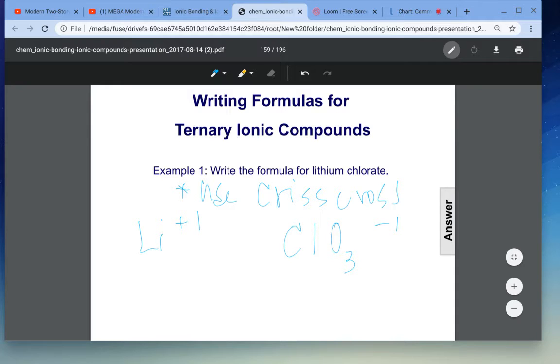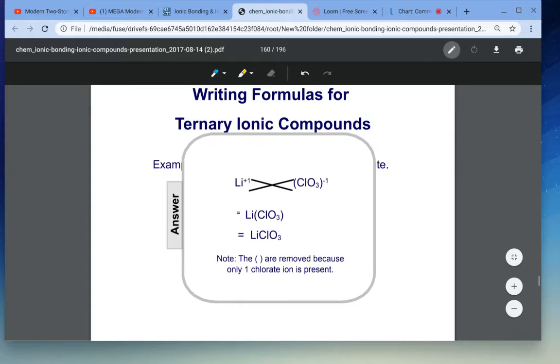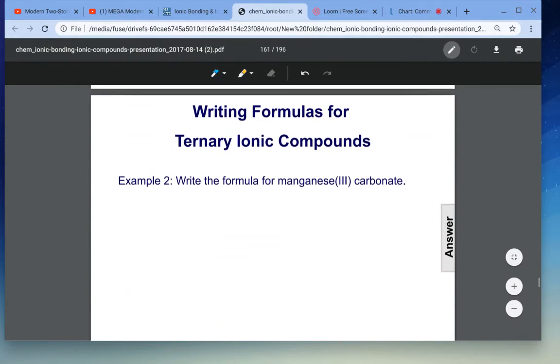Okay, so if you do the crisscross method, you should get Li is going to take the 1. We don't have to write it. And ClO3, remember this is one box of cereal. ClO3 is also going to take the 1. And then just to separate it out, we'll put parentheses. So here is your final answer. Okay, here you go. Here it says the parentheses are removed here because only one chlorate is present. I prefer just having the parentheses, but you can also remove them there since there's only one.